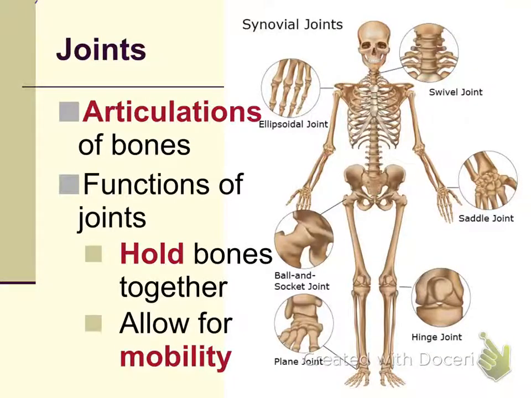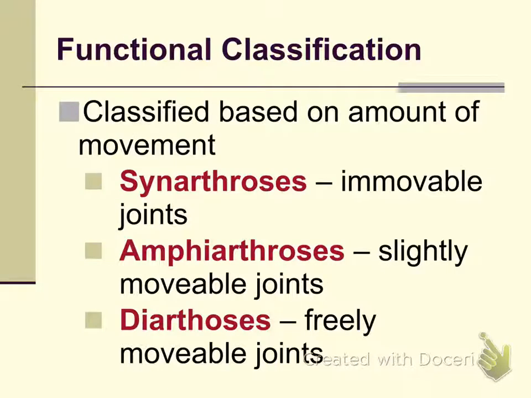Joints are articulations of bones, or where two or more bones are connected. The functions of joints are to hold bones together and allow for mobility or movement. There are two ways or methods of classifying joints.